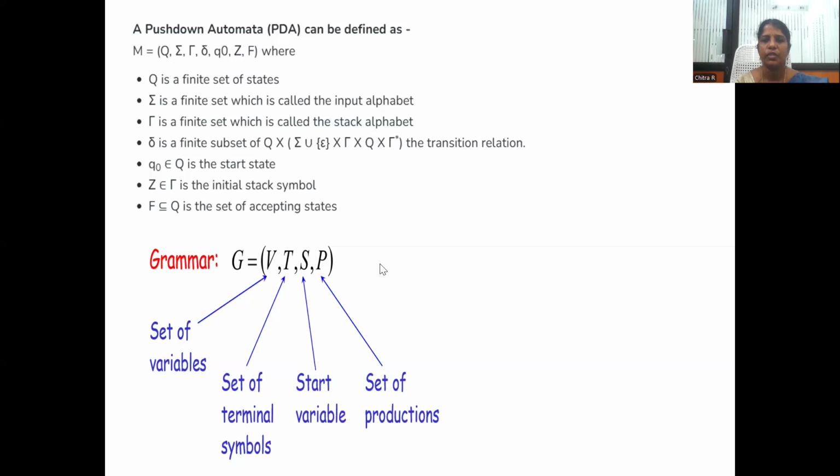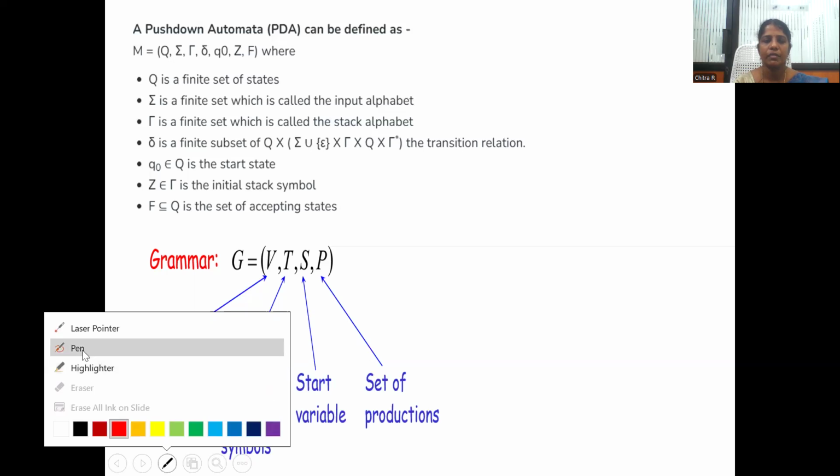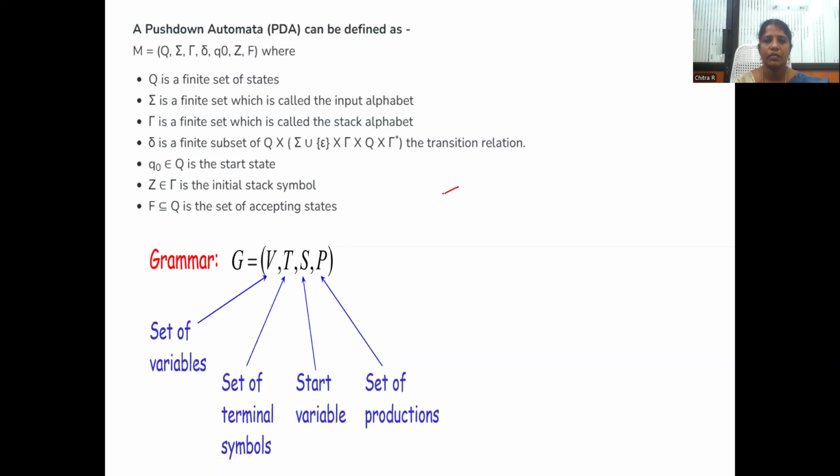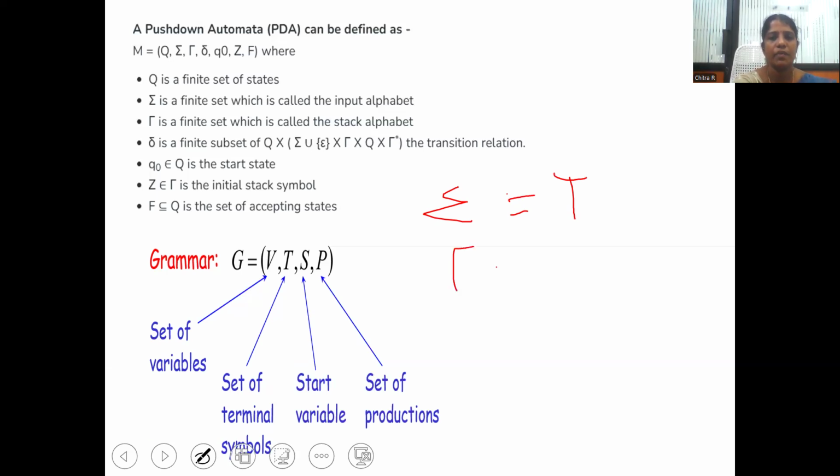When we are converting, Q is a single state, and Σ is the input symbols. All the terminal symbols are considered as the input symbols. So when you are processing, consider all the input symbols as the terminal symbols. So we have Σ equal to T. Similarly, next are the variables. For the stack symbols, you can use the combination of variables as well as the terminals. So the stack symbol set Γ is the union of variables as well as the terminals, V union T.